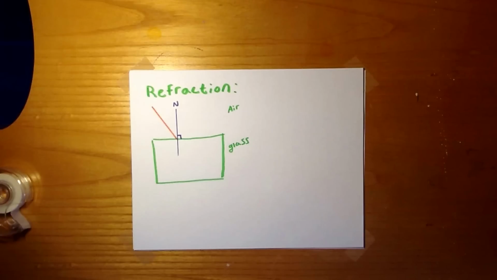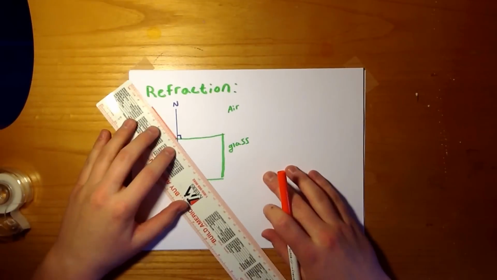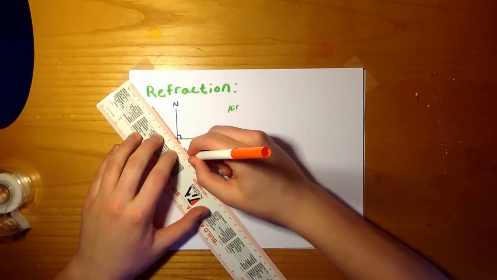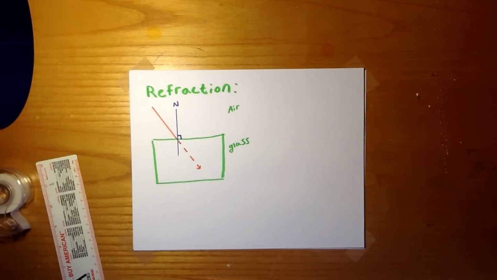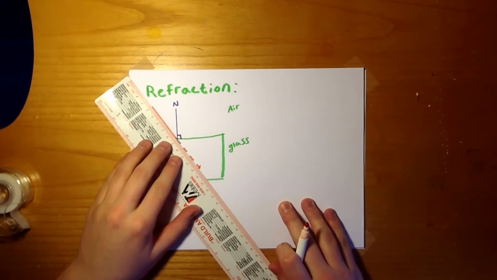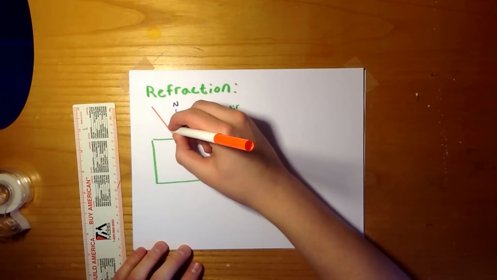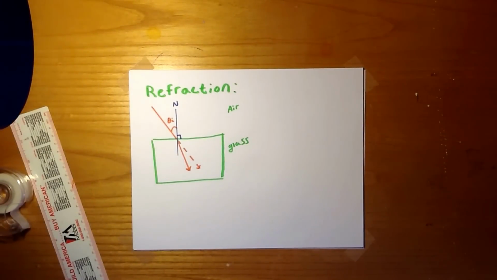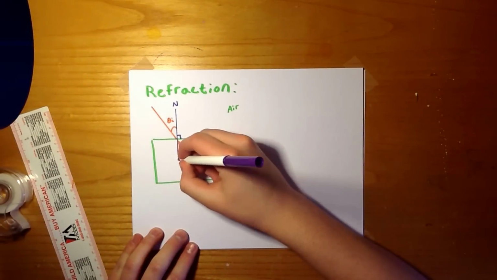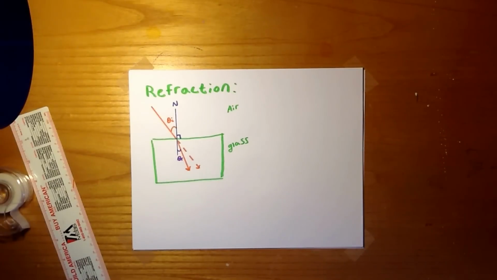Okay, now normally light wants to travel in a straight line, so I'm just going to draw that in here as a dashed line. Now what happens to light as it enters the glass is that it slows down, causing it to get bent toward the normal. We call this angle the angle of incidence, and this angle the angle of refraction. Notice that both of them are measured from the normal.